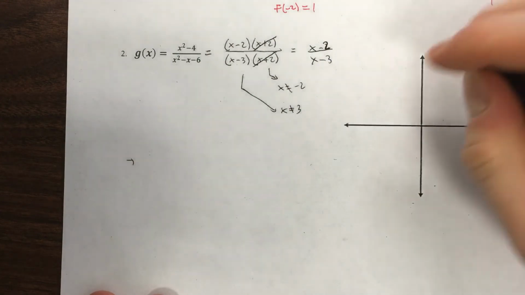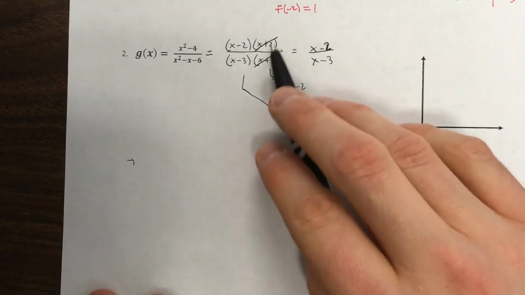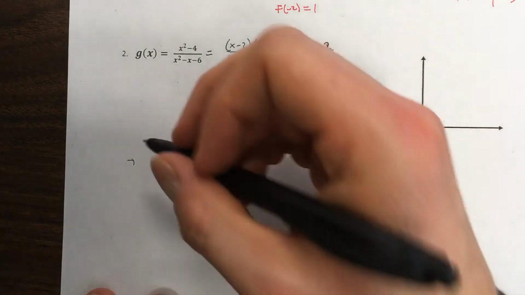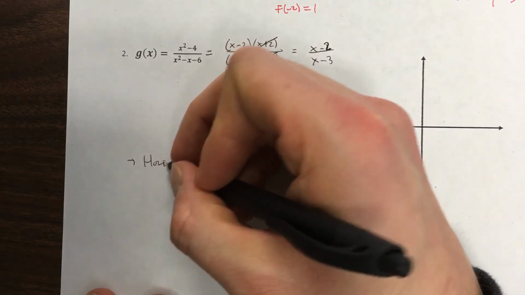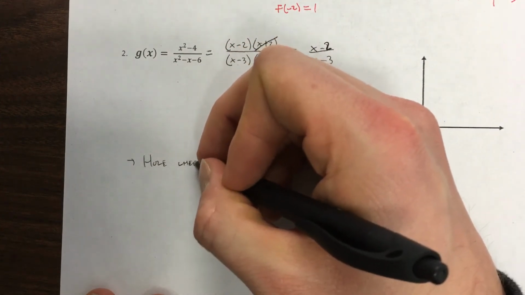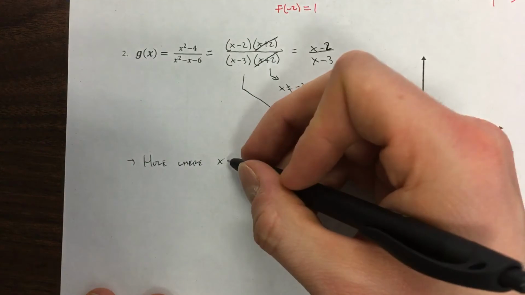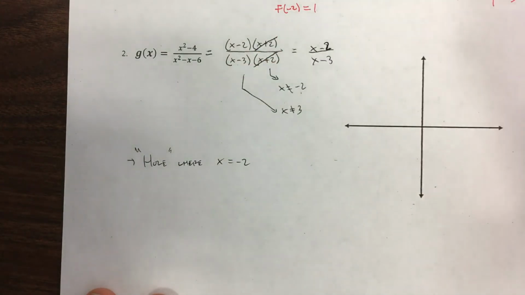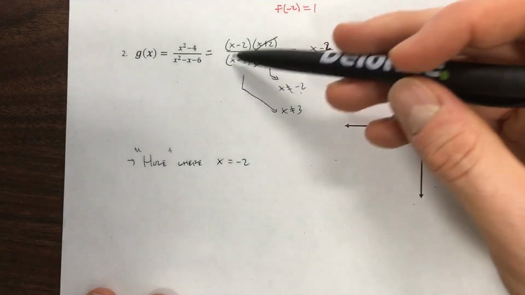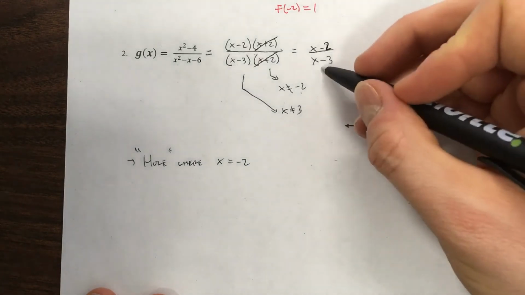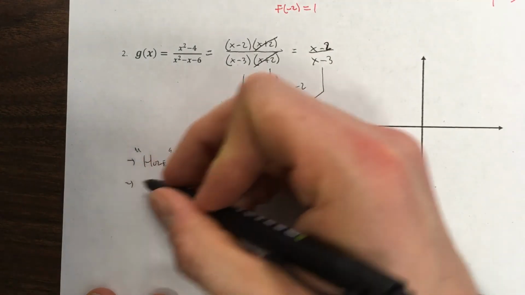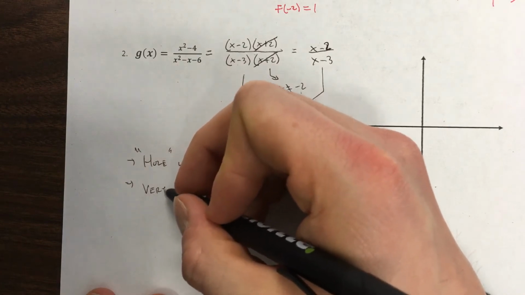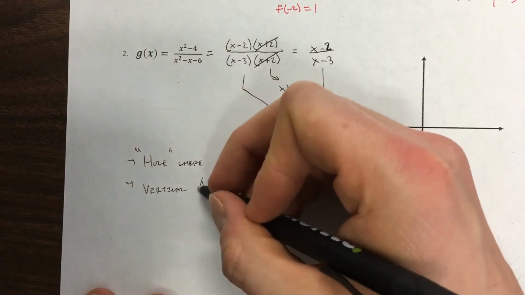What do we know already? Well, because these cancel out, our function is going to have a hole where x equals negative 2 because the 2's cancel it out. Because x minus 3 stayed, that means we have a vertical asymptote at x equals 3.